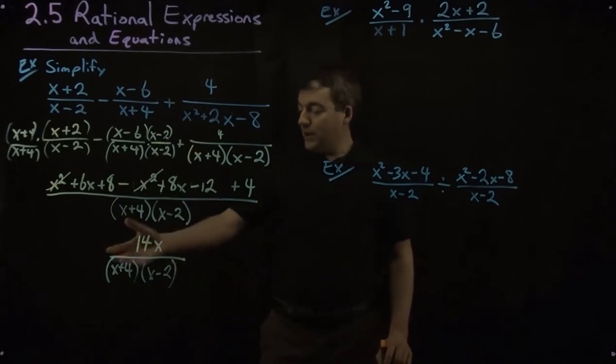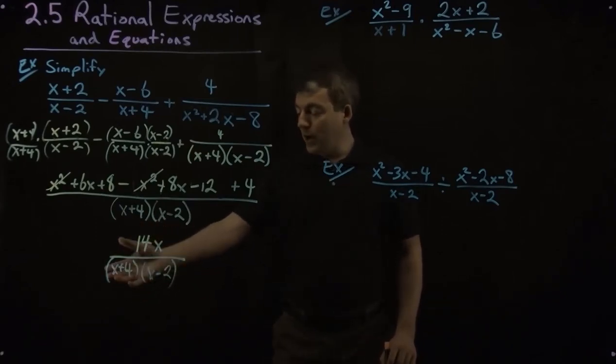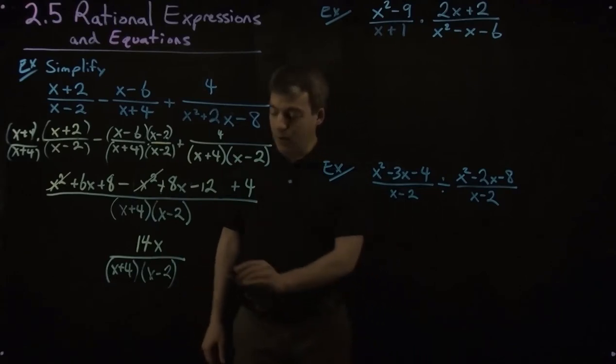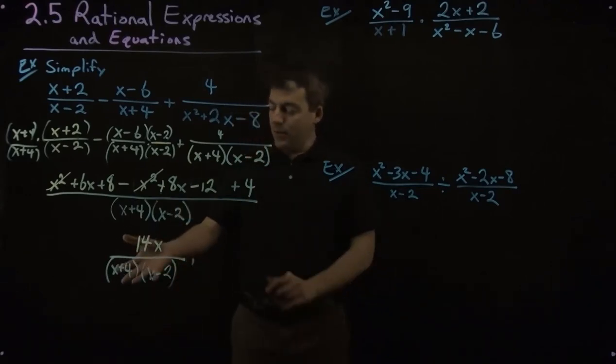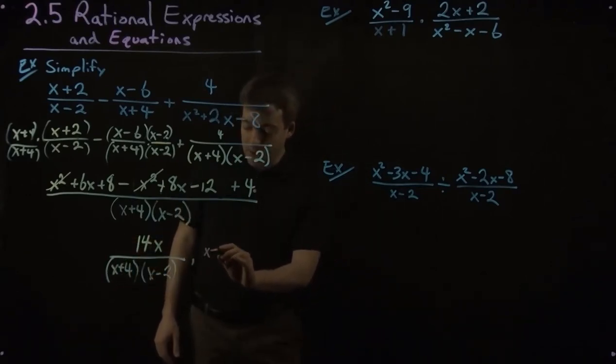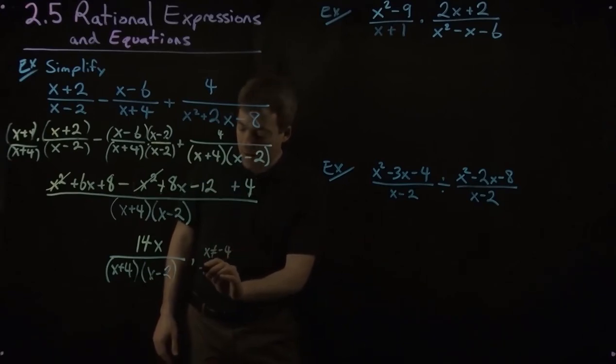All right. Now you can see there are no common factors between the numerator and denominator, and so we're done. We can go ahead and list our restriction on x. X cannot be negative 4. X cannot be 2.